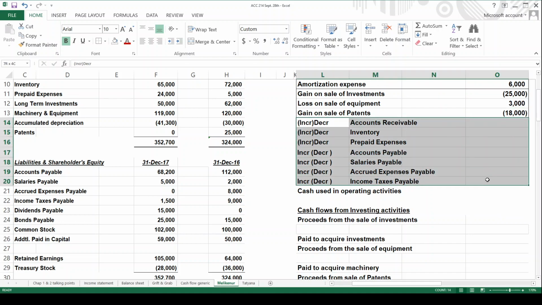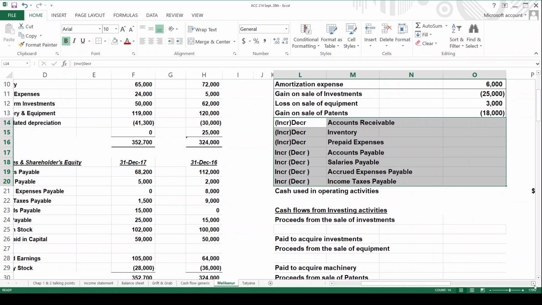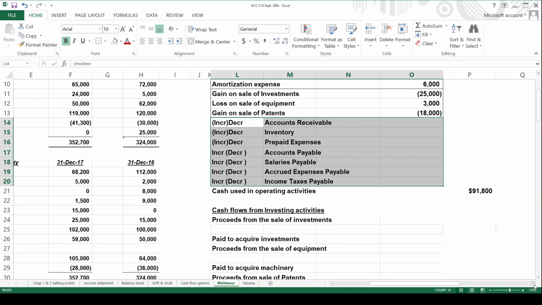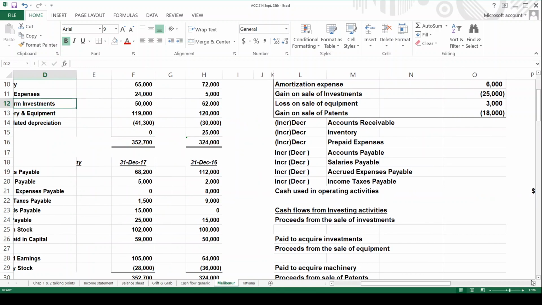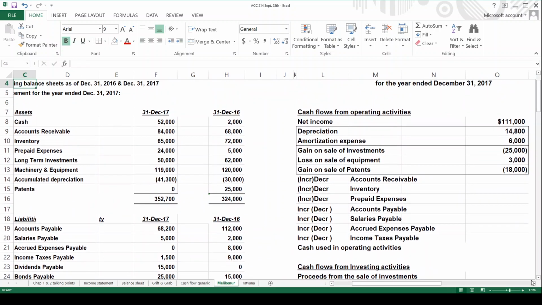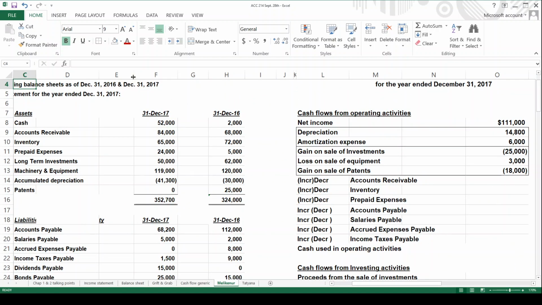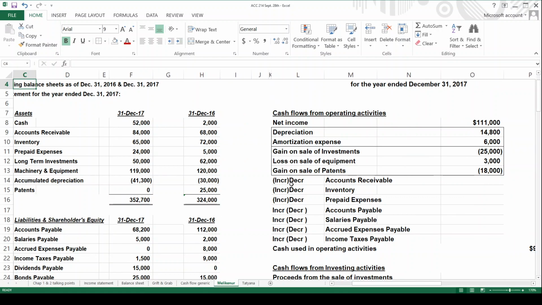All right, now this section here, what are we going to do? Current assets, we're going to go in the opposite direction of the change. And current liabilities are going to go in the same direction of the change. So let's see, what do we got? Okay, what happened with accounts receivable? Went from 68 to 84. So that's an increase of 16,000. That's our money out on the street. We didn't collect it. So increase, what do? Minus 16,000.